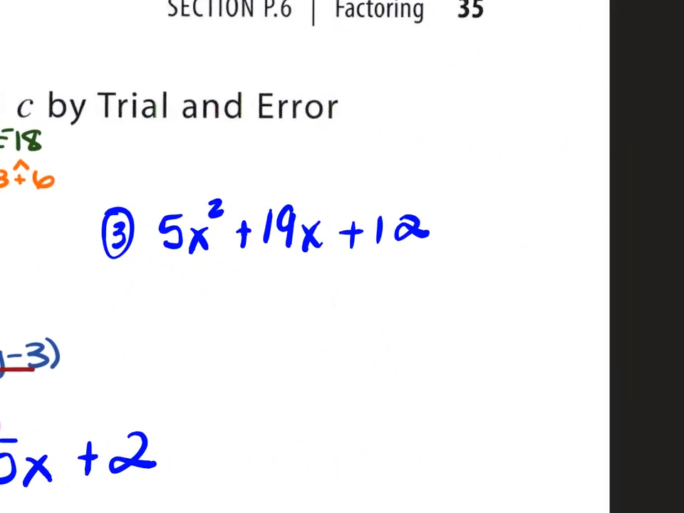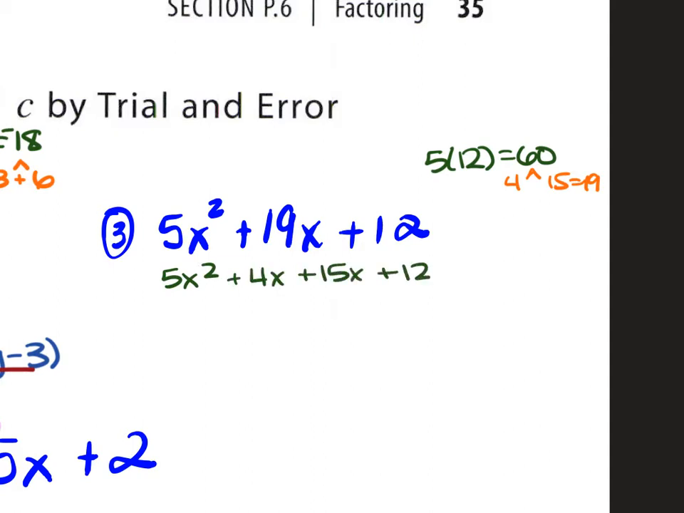For 3, we're multiplying the 5 and the 12. 5 times 12 is 60. The factors of 60 that add up to be the 19. Your 60 is 1 and 60, 2 and 30, 3 and 20, 4 and 12. No, 4 and 15. So 4 and 15 are going to give you that 19. So this is going to factor out, or expand to 5x squared plus 4x plus 15x plus 12.